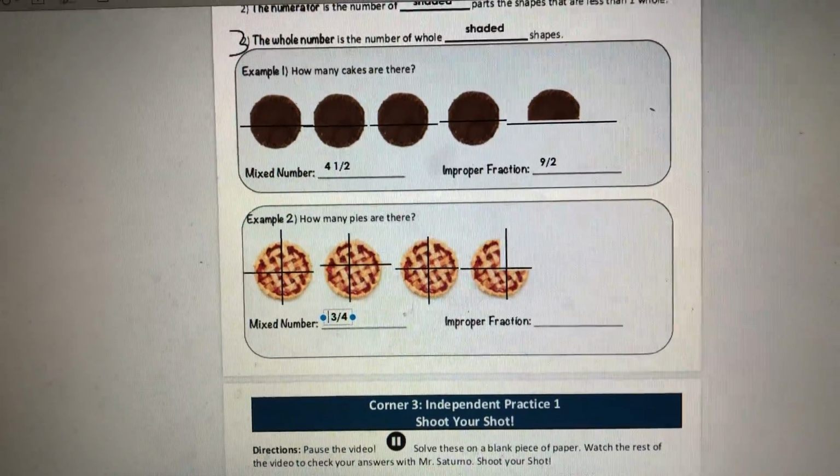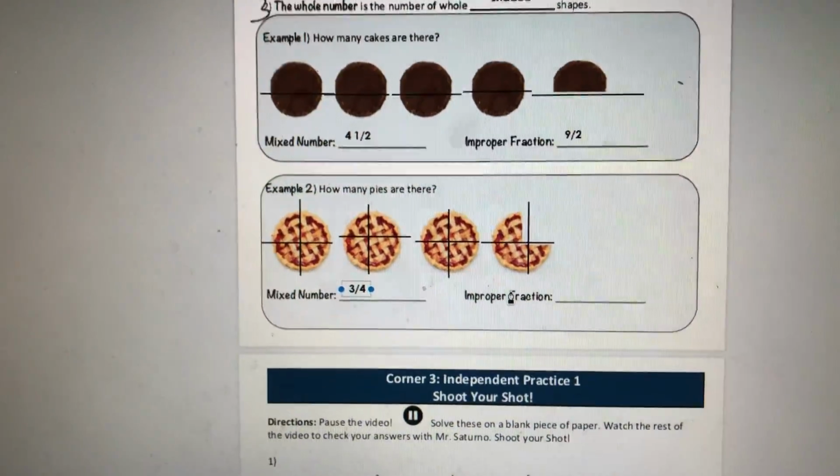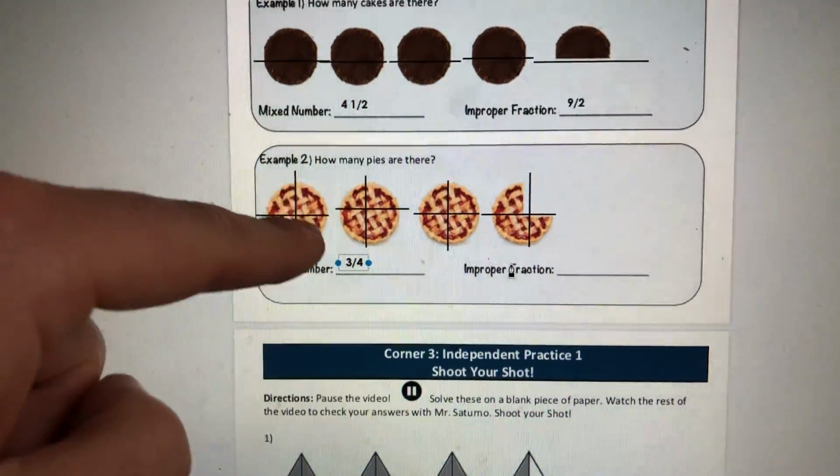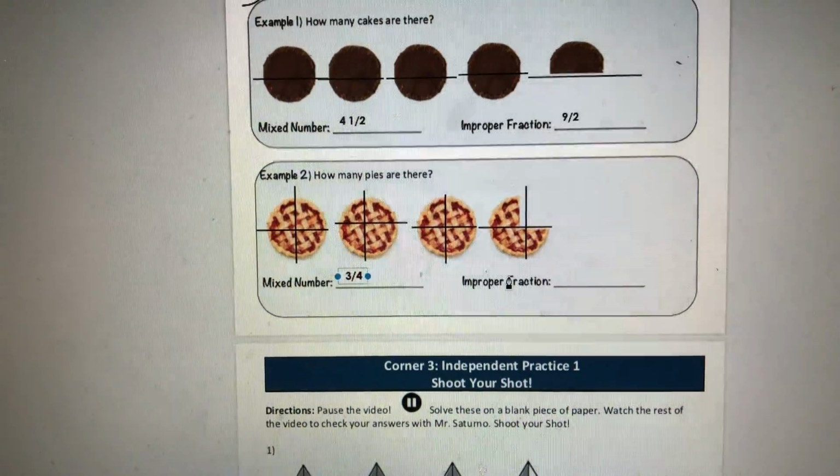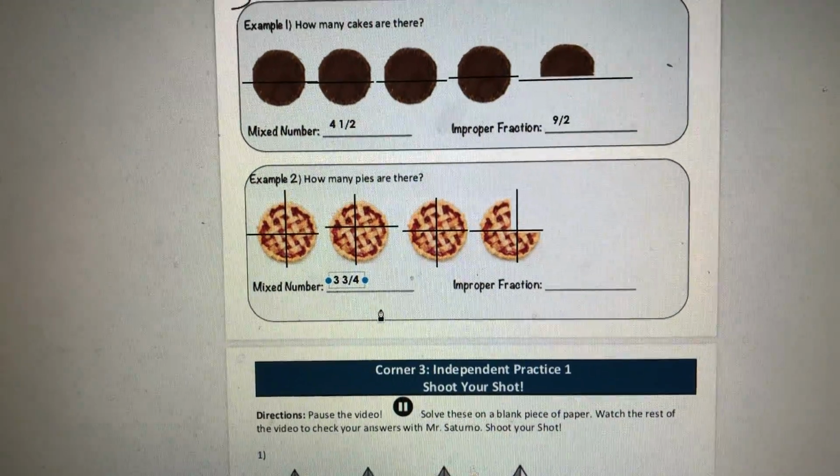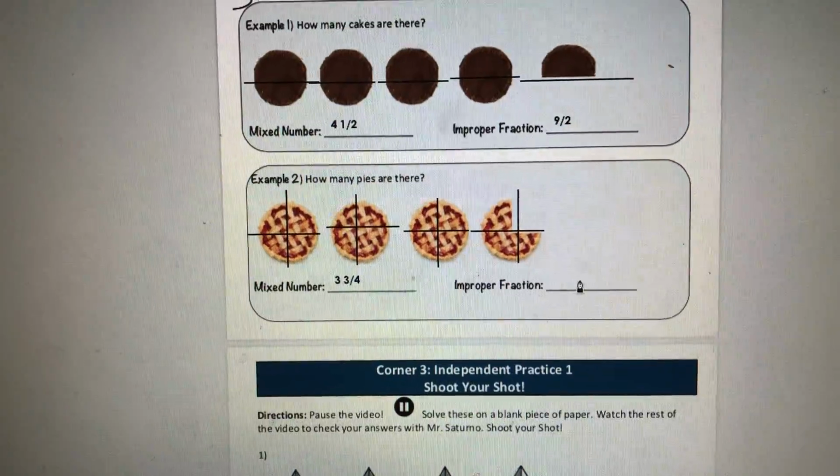To find my whole number, I'm going to then count the total number of whole pies I have. 1, 2, 3. I have 3 whole pies, so my mixed number is 3 3/4.